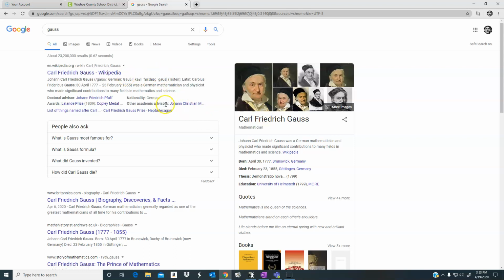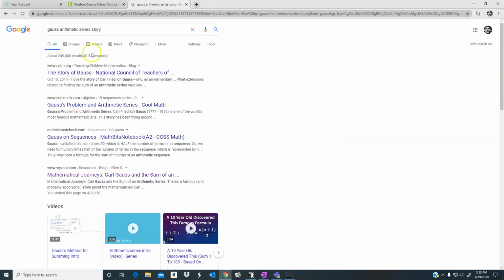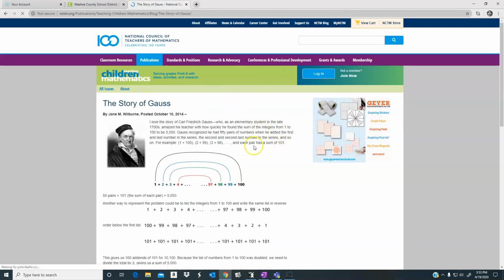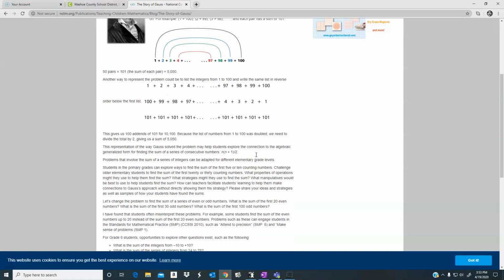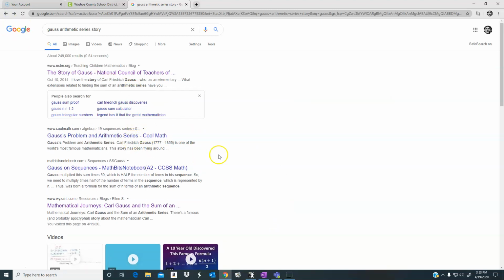All right, now it says some stuff about what he's famous for and what his Gauss formula is and so forth. But what we want to know is about Gauss's arithmetic series story. There's a little story behind this. Now, I'm not making this up. It's on Google, so it must be real. Okay, so it says here, the story of Gauss and the National Council of Teachers. Here's what it is. It says right here, there's a little story about him. And it says, oh, that isn't the one I want. Hold on a second. It's Gauss's story.